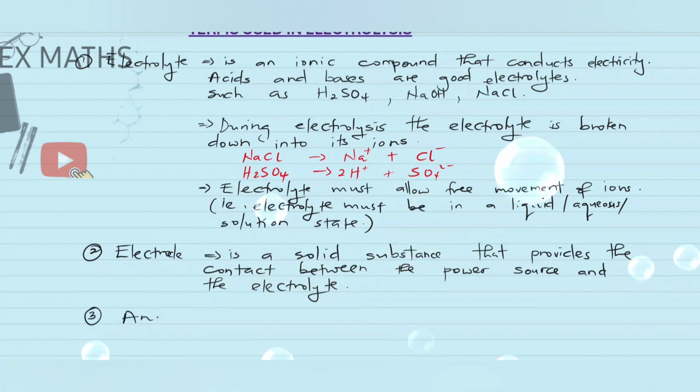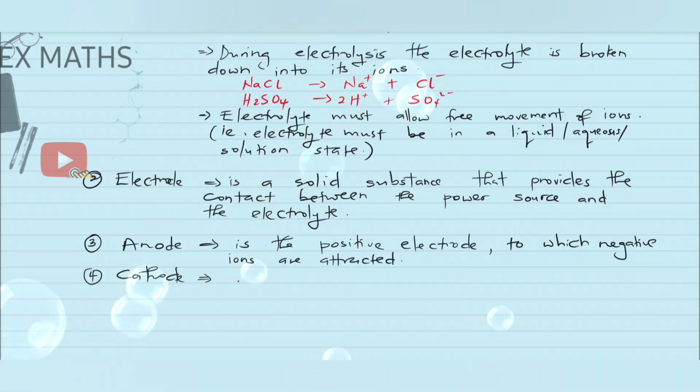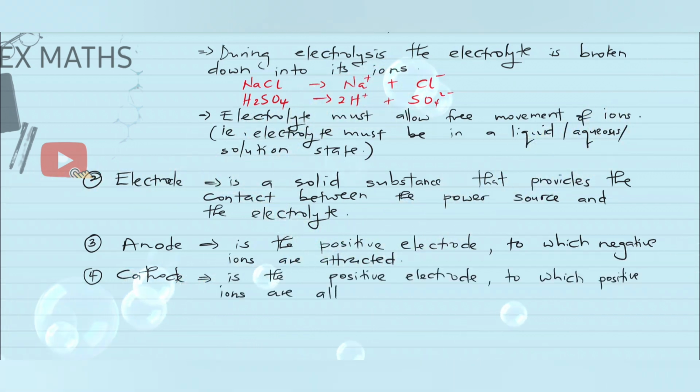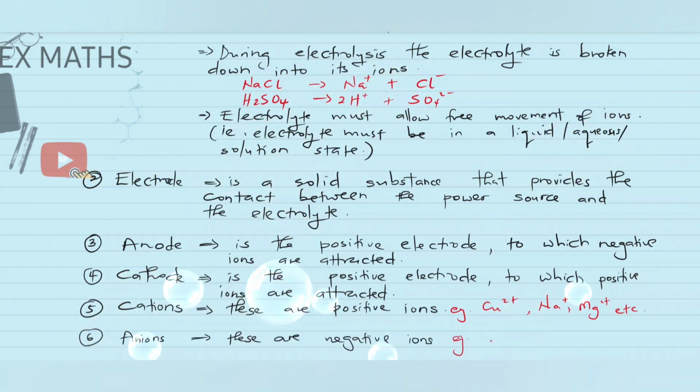Number 3, anode is the positive electrode to which negative ions are attracted. Number 4, cathode is the negative electrode to which positive ions are attracted. Number 5, cations. These are positive ions. For example, copper 2+, sodium +, magnesium 2+. Number 6, anions. These are negative ions. For example, chloride ions, fluoride ions.